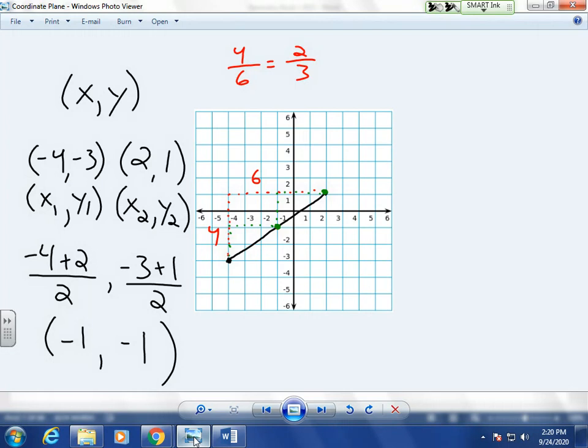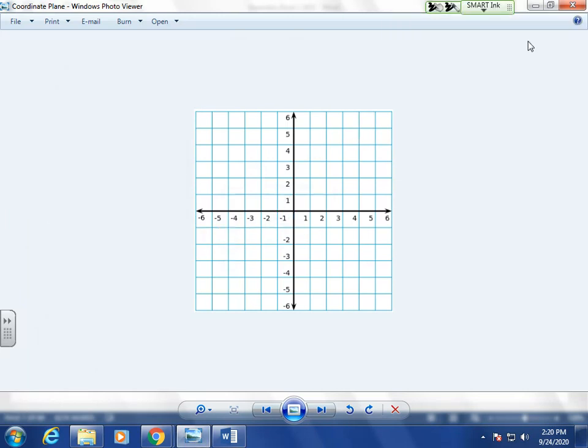I'm going to use -4, -3, 2, 1. I can remember that: -4, -3, 2, 1. So we've got the same segment that we had for CO3.